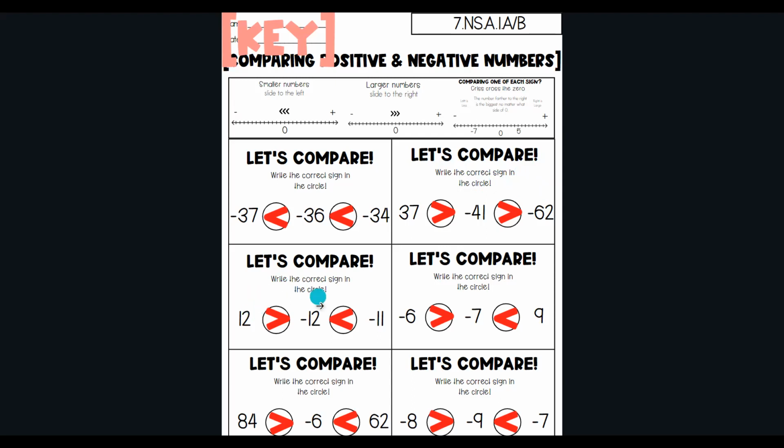Our next set is +12, -12, -11. Our largest value in this set is going to be +12. Our smallest value is going to be -11. We would say with this set that +12 is greater than -12 is less than -11. Next set, -6, -7, -9. Or I'm sorry, +9. +9 is our greatest value. -7 is our smallest value. -6 is greater than -7 is less than 9.